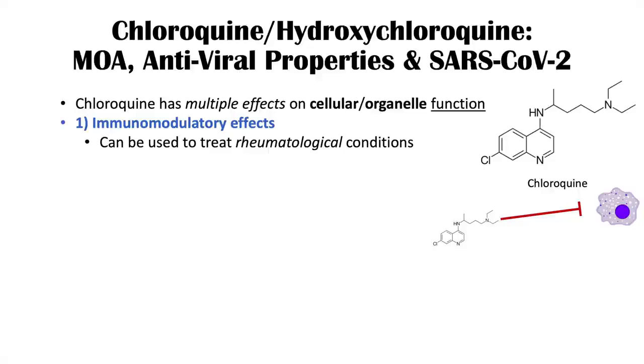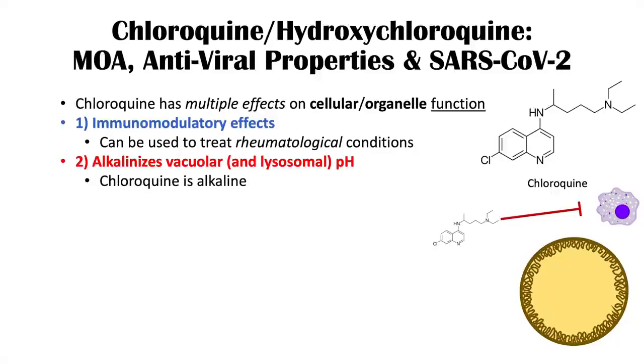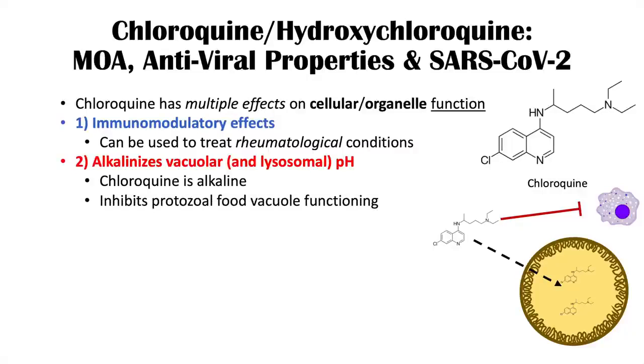The second major property that these medications have is that they can alkalinize vacuolar or organelle pH, like the lysosomal pH. The reason is that chloroquine is alkaline, and it can enter into organelles like the lysosome, and they can enter into endosomes as well to increase the pH of those organelles, decreasing those organelles' function. So it can be used to treat malaria.